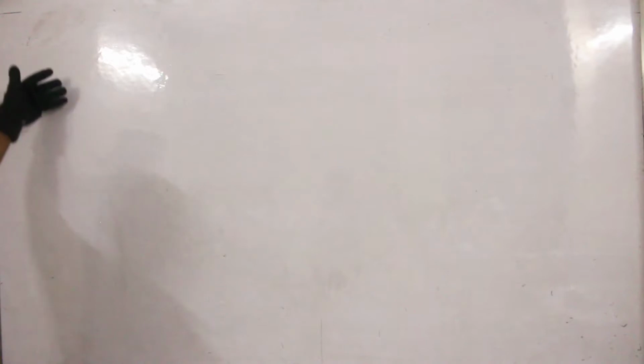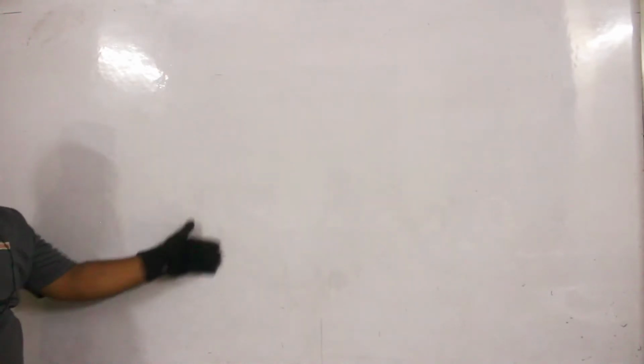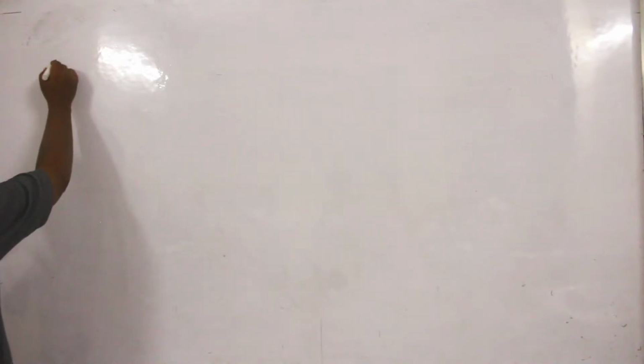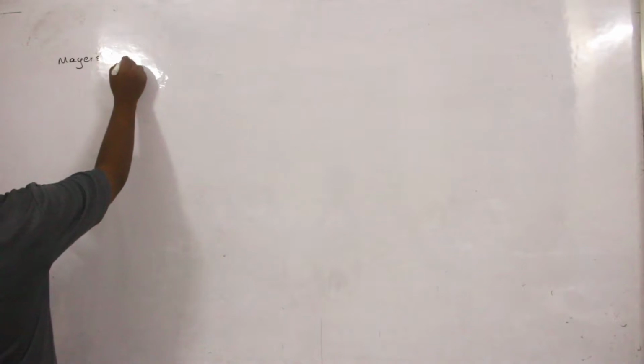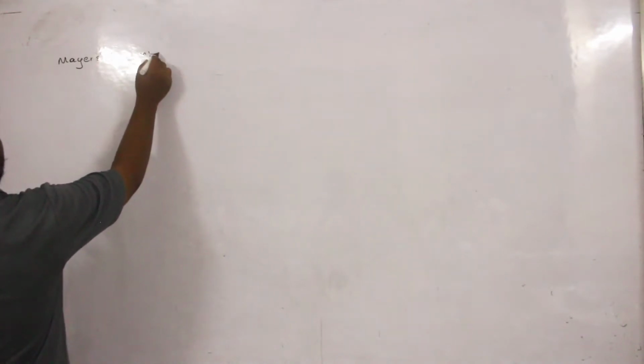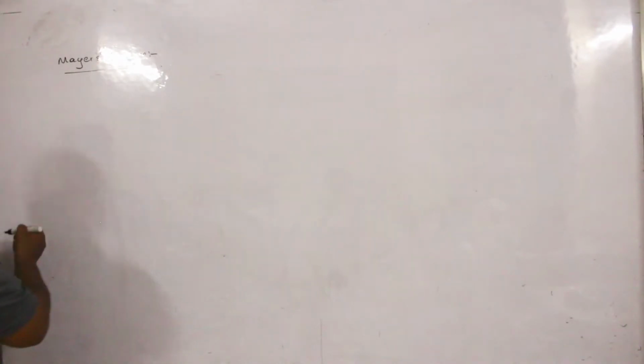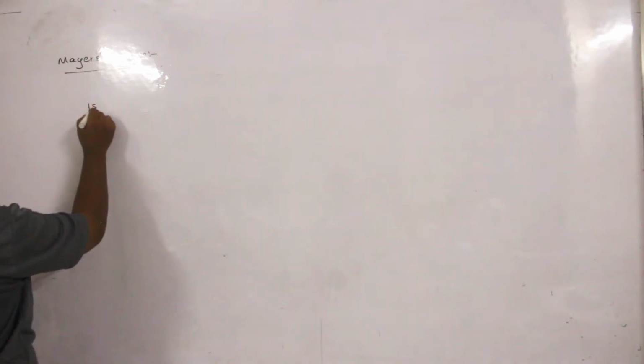So let us once again see that concept. We will write a reference here, then we will try to construct the table. So first let us write Mayer's diagram. Already you have drawn it. So how to construct this one?